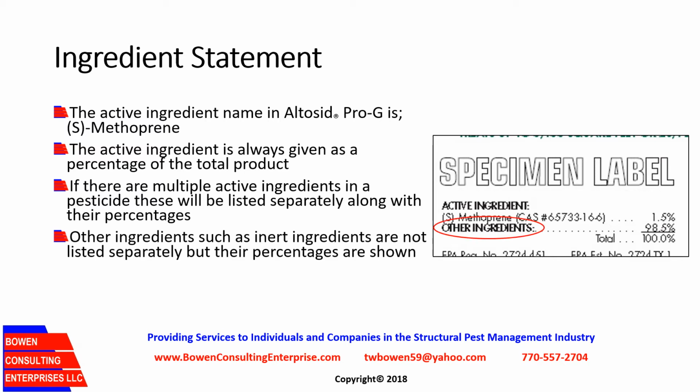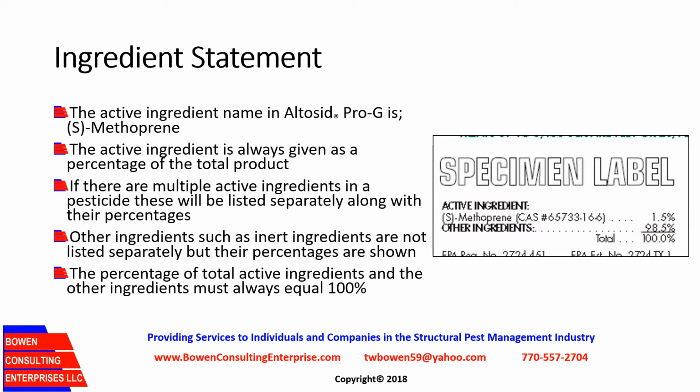Other ingredients in the pesticide, such as inert ingredients, are listed separately from the active ingredients, but not as separate inert ingredients. In other words, if a pesticide has 4 or 5 ingredients that are not considered active ingredients, the percentages of these other ingredients are simply totaled together and shown as the total percentage. The percentage of total active ingredients and the other ingredients must always equal 100%.